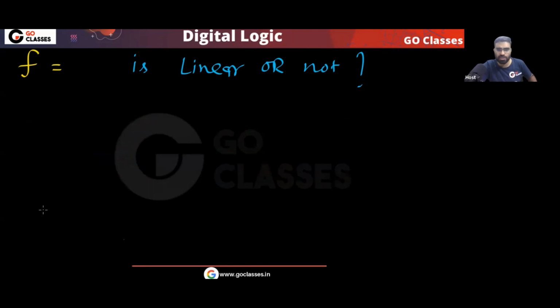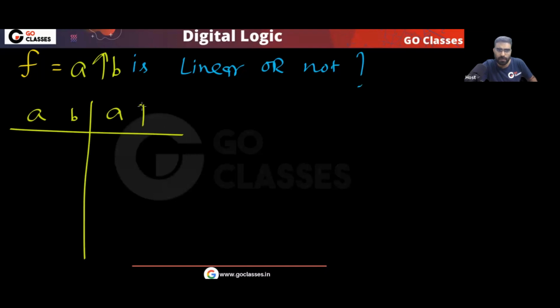I hope you understood the definition of a linear function. Is this clear? Let me know. So far, everything that we have seen. Similarly, what about NAND and NOR? Look at this NAND. NAND means AND negation. So if you look at this NAND, what will be the truth table? This will be the truth table.